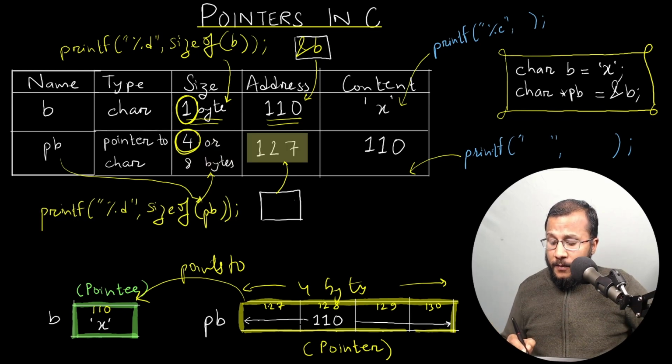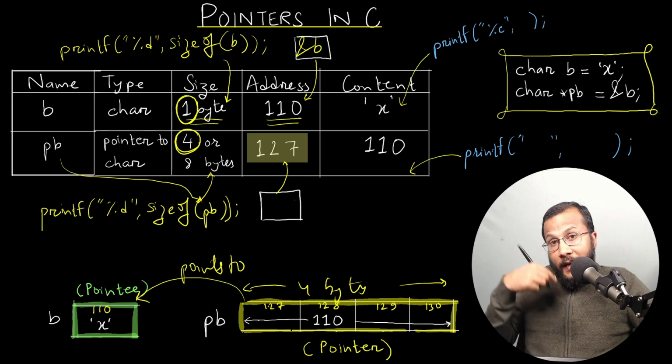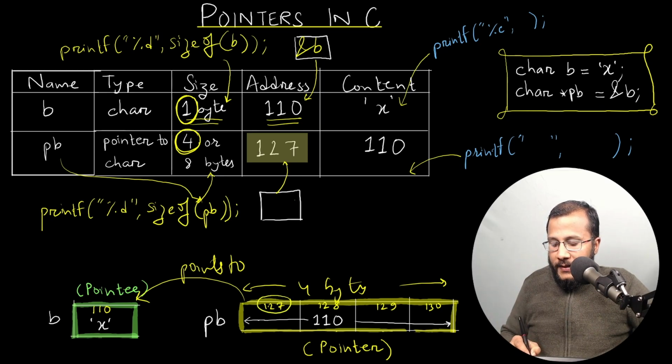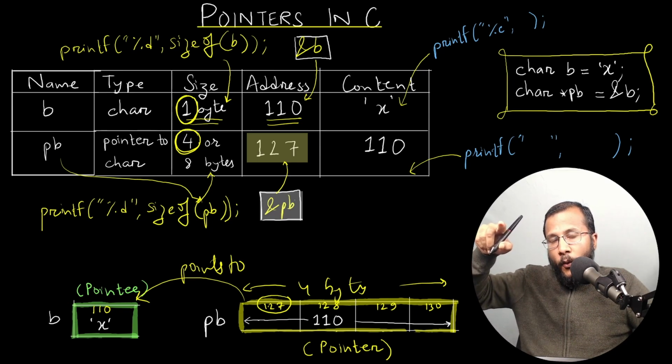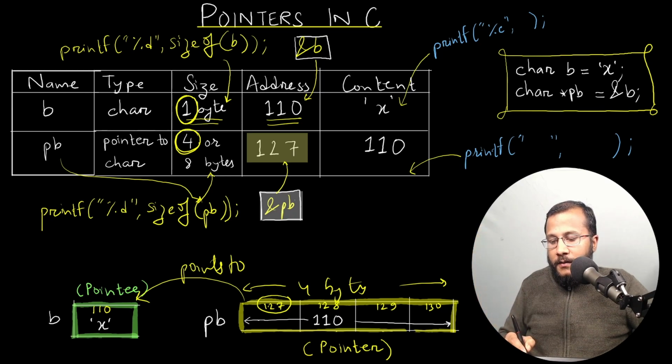Similarly, how do I display the address of the pointer variable? The address of the pointer variable here is 127. To display this, I'll just write the address of pb, &pb, that means the address of which variable? The pointer variable pb. So I'll write &pb.